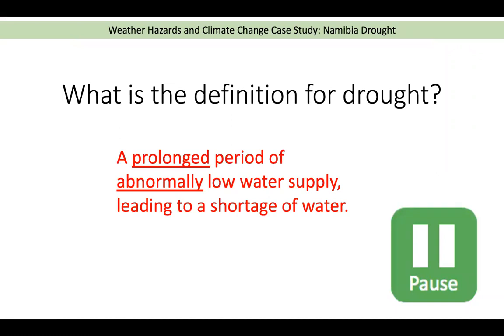Drought is a prolonged period of abnormally low water supply leading to a shortage of water. Remember, prolonged just means a very long time, longer than usual. Abnormally means unusually or does not fit the pattern. So that is our definition for drought. We should be getting that spot on now.